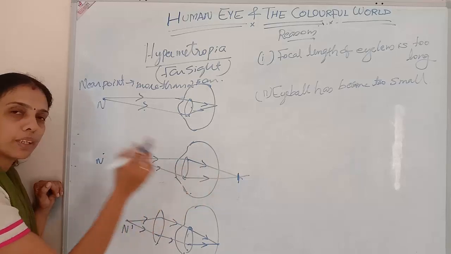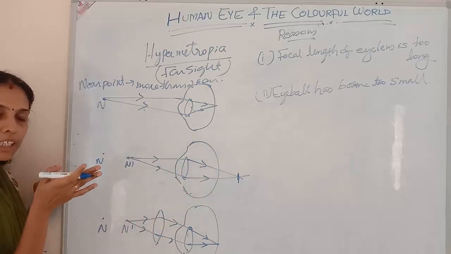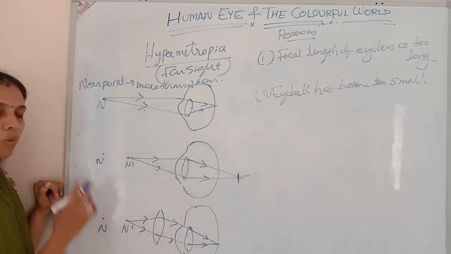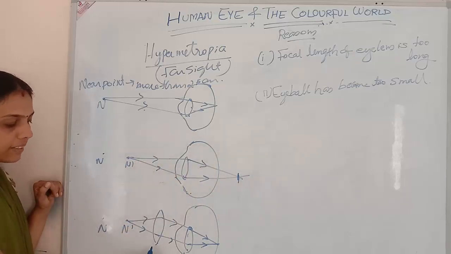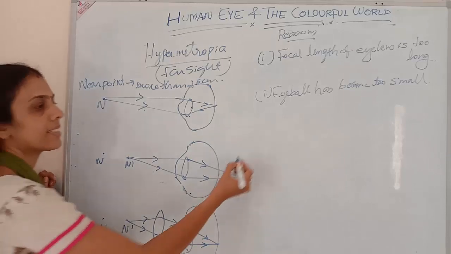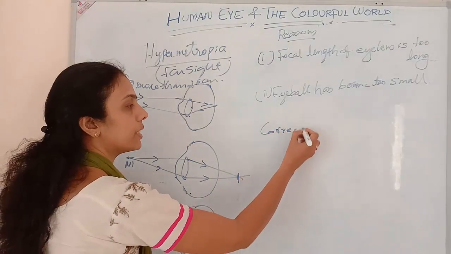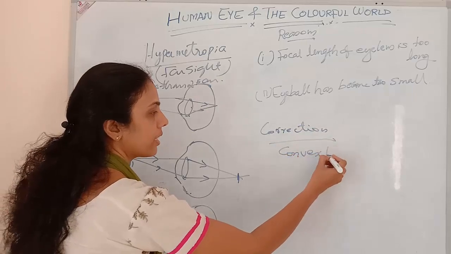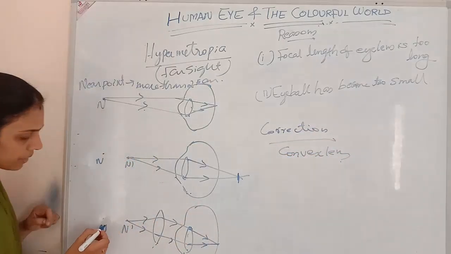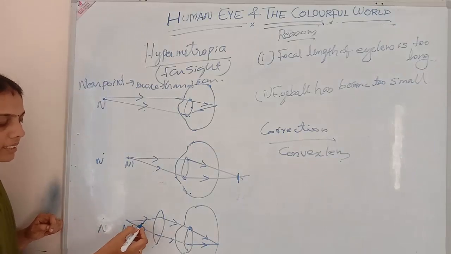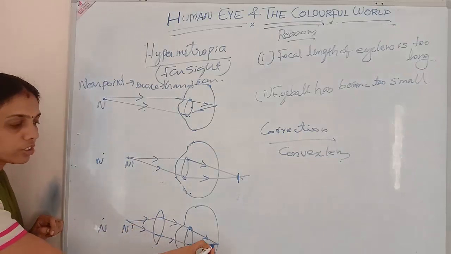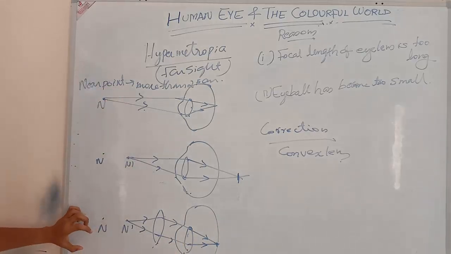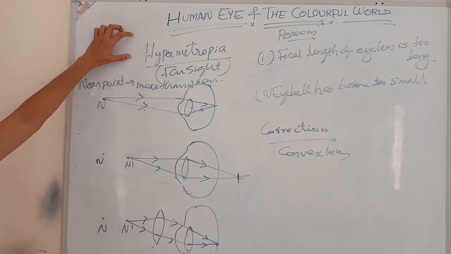Okay, so will we be able to see the image clearly? No. Why? Because it is forming behind the retina. Now what should we do? We can use a corrective convex lens. Correction can be made with the help of a convex lens. If we use a convex lens, the image from the near point can be brought onto the retina. So this is how we will be correcting hypermetropia.